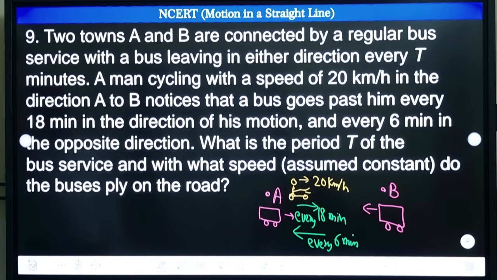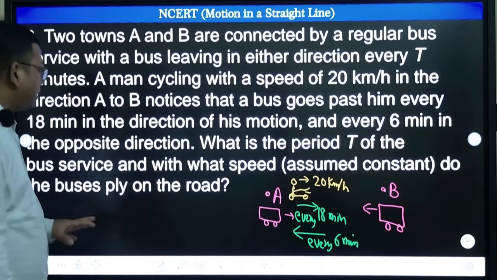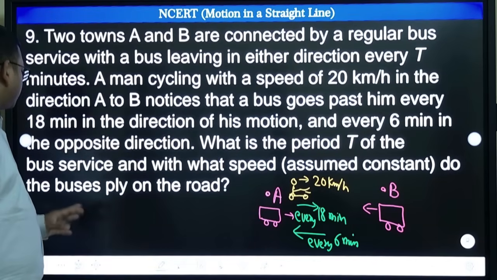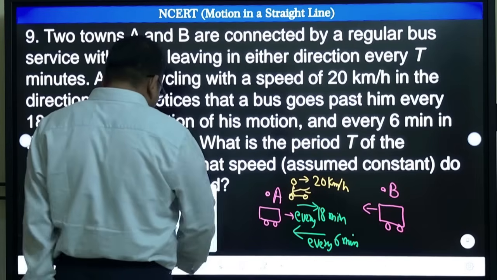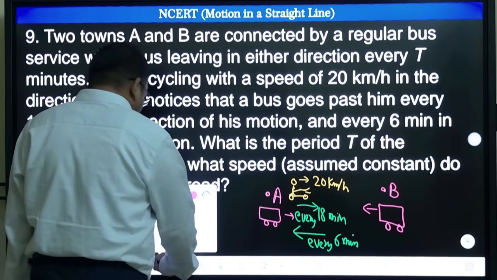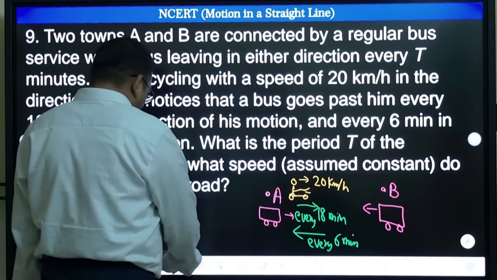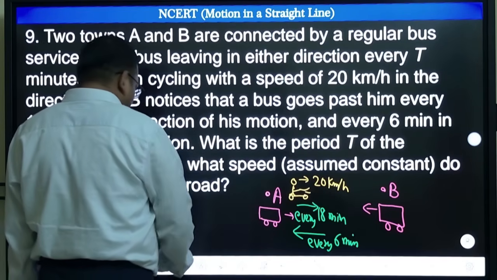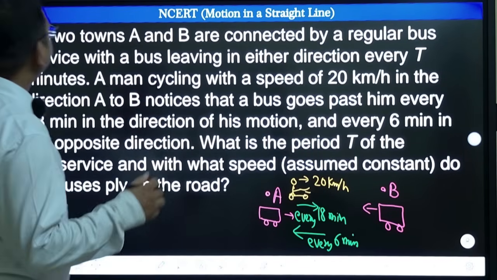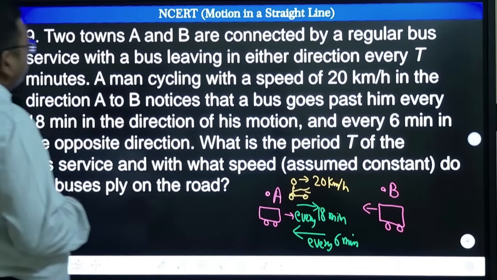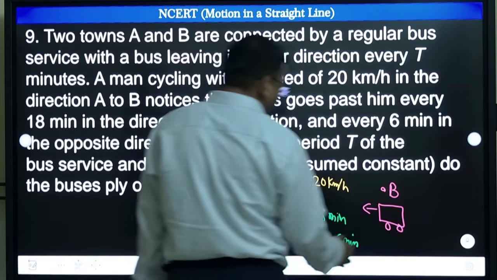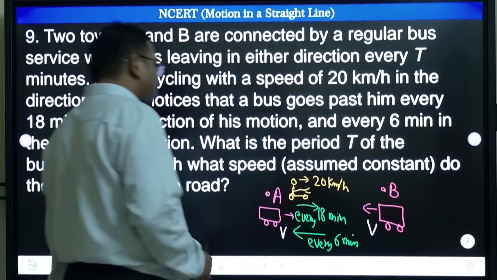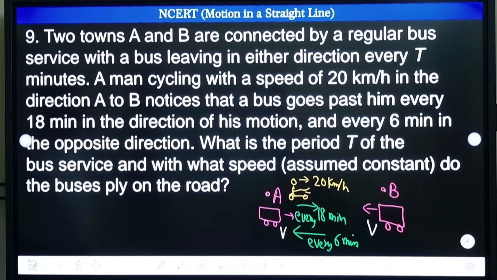What is the period T of the bus service and with what constant speed do the buses ply on the road? Let us say that the speed of the buses is V, the same speed they have. We are also saying that regular bus service is leaving, right, same speed it is going. So this speed is, let us say, V, and this also speed is V. Both speeds are V.